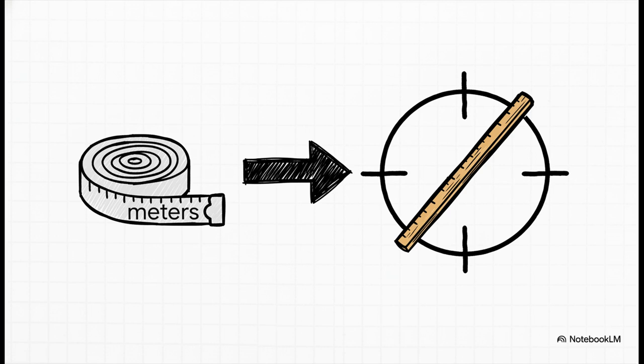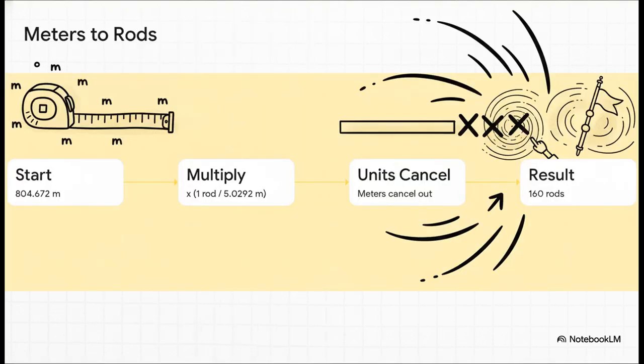Now for the final move, we take that number, 804.672 meters, and convert it into our final destination, rods. And you know what? It's the exact same trick. We take our meters and we multiply by the conversion factor for rods. Again, we put meters on the bottom of the fraction so they cancel out. The math works out perfectly, and we get our answer, 160 rods. See how powerful that unit cancellation trick is? It makes sure you're always on the right track.